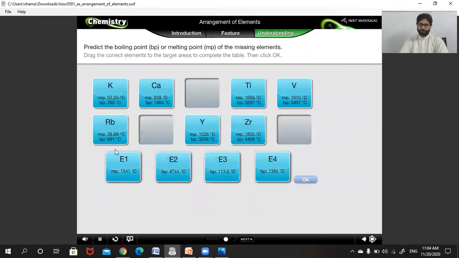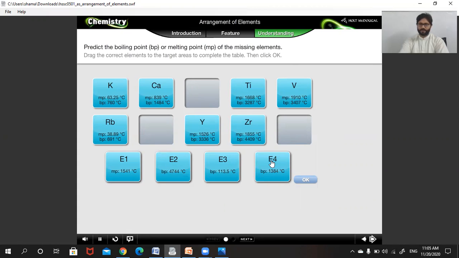Mendeleev had several holes in his periodic table. Based on the properties of known elements, he was able to predict the properties of elements yet to be discovered. Can you? The boiling points and melting points of several elements are given. Use what you know about periodic patterns to predict the properties of these missing elements.